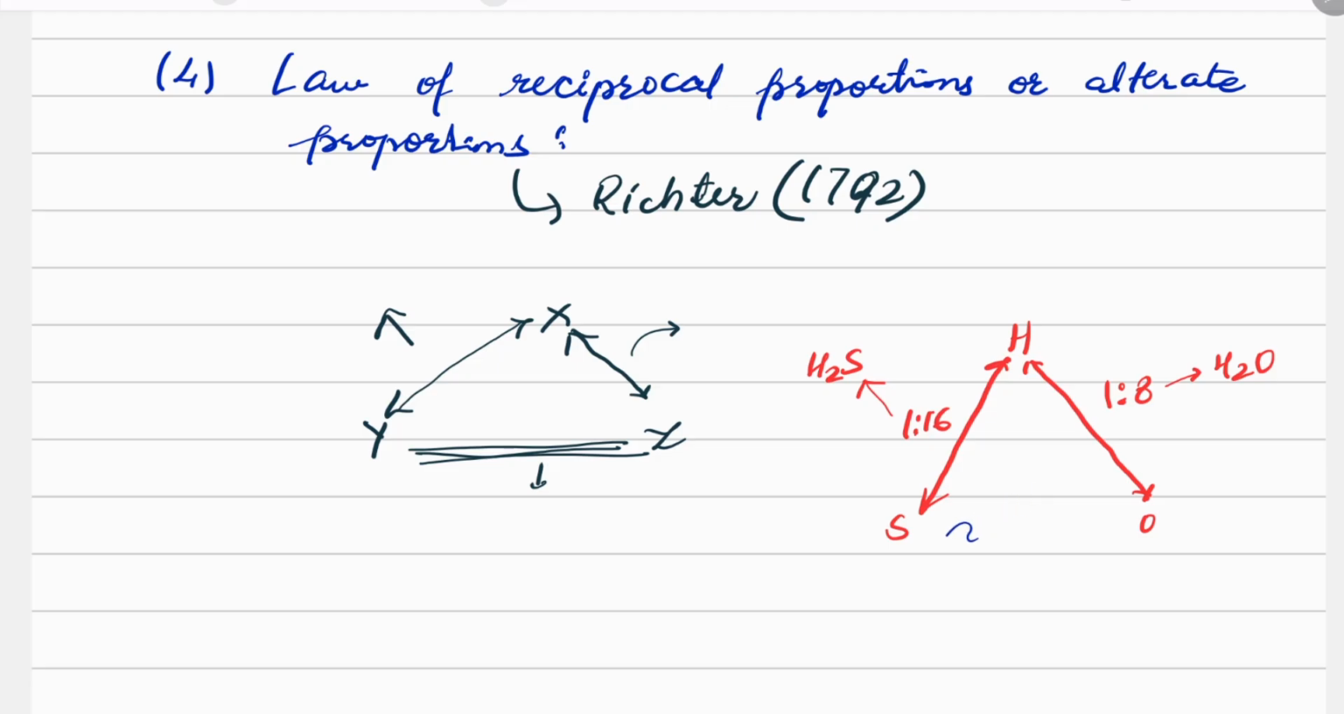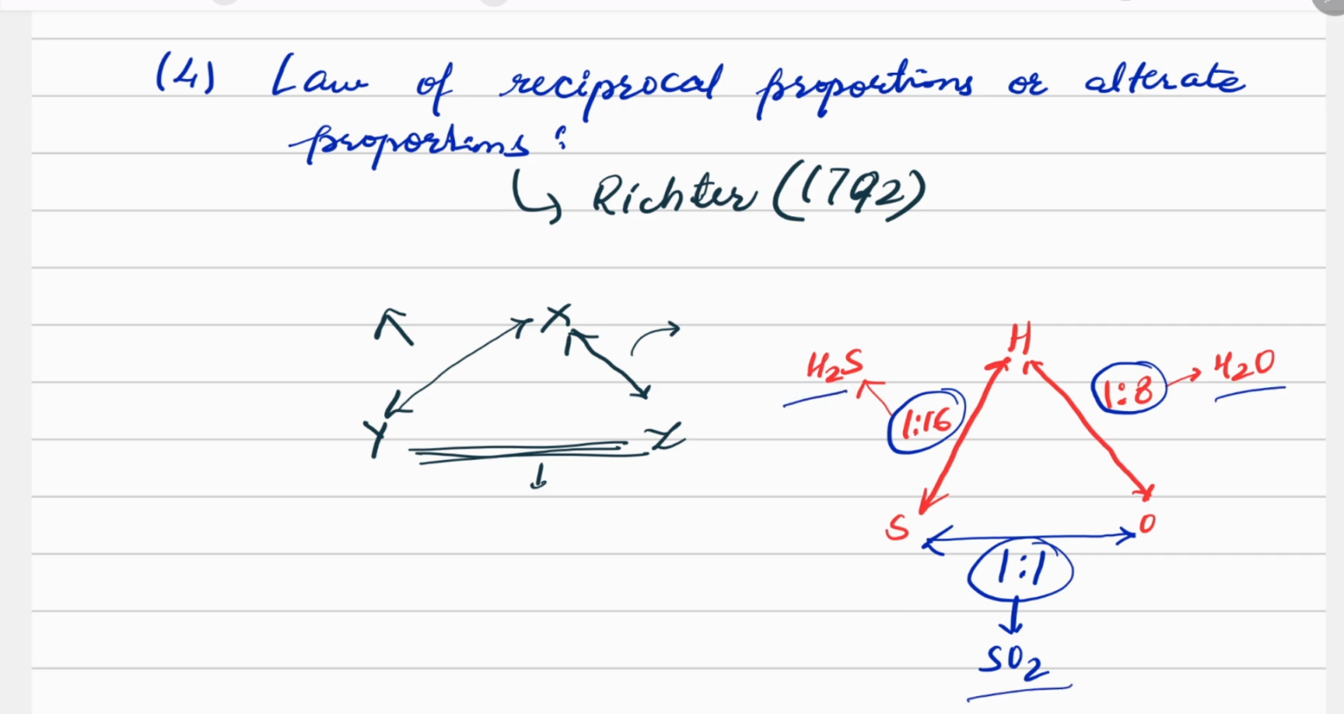But when we are talking about sulfur and oxygen, they also combine with each other, okay, in 1:1 ratio, and they are forming sulfur dioxide. Okay, as you can see, these are the different ratios of different elements. They are combining with each other and forming different substances. So this is the law of reciprocal proportion.